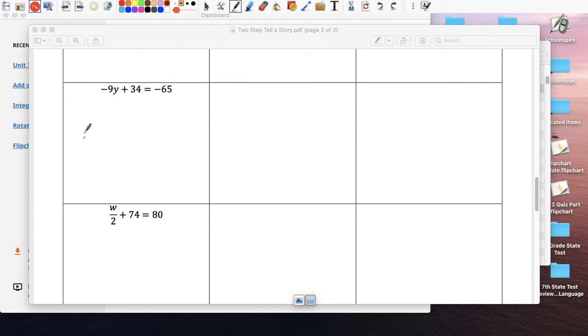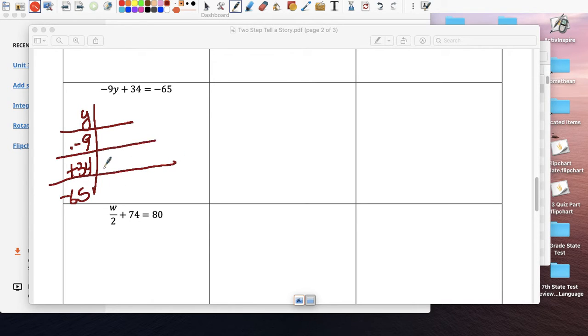My variable is y, is being multiplied by negative 9. And then plus 34, that gives me negative 65. So the two inverse operations I'm going to use is going to be minus 34 both sides, and then divide by negative 9. So let's see if we can do this.